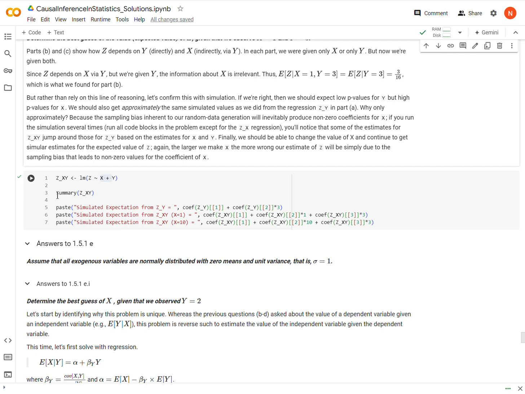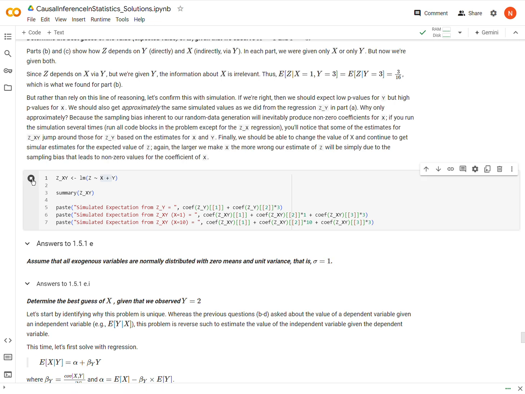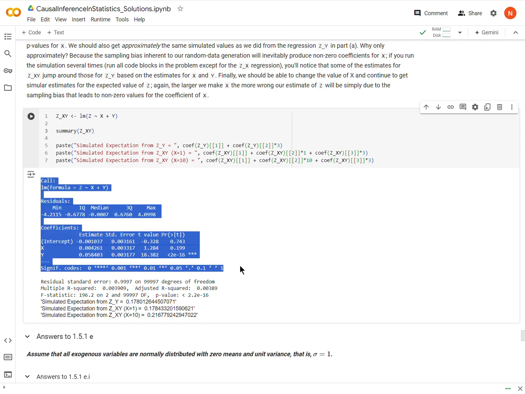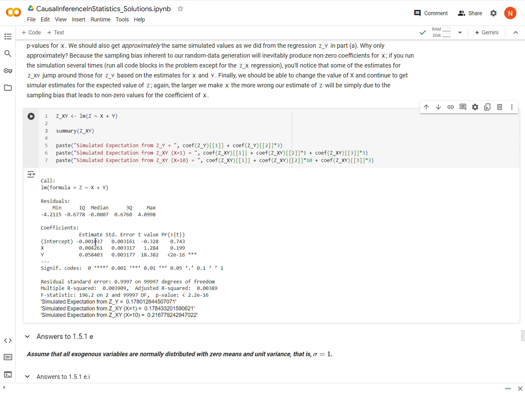So let's go through this. Here I wish I hadn't printed that. Let me run that without printing the summary output. That's not really important here. Well, no, actually it is. Okay, so let's go through all of this. This part right here gives us the summary of our regression.